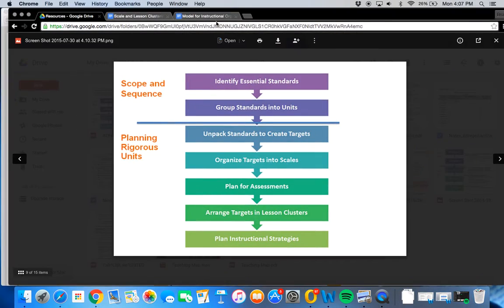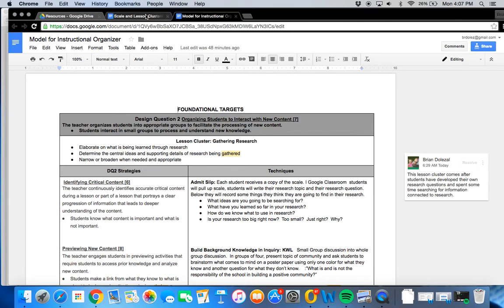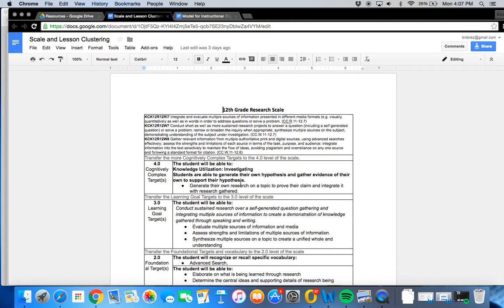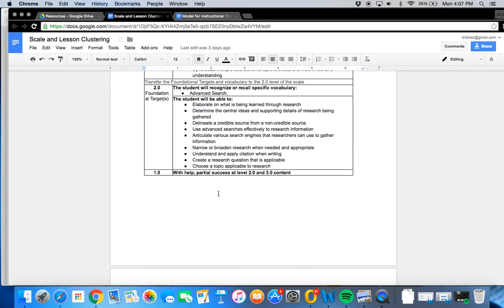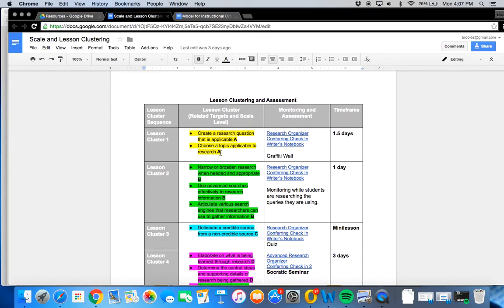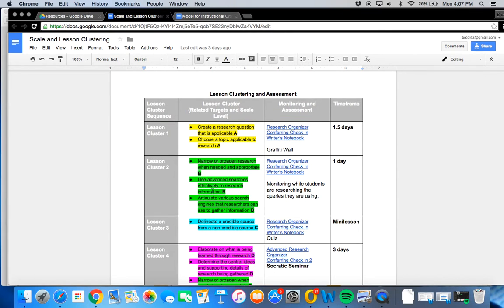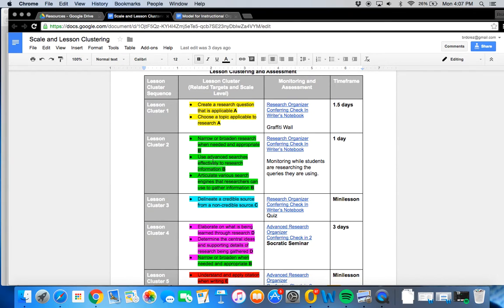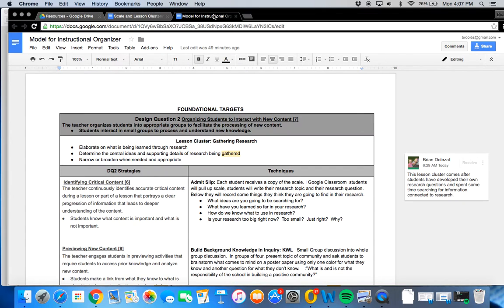So I wanted to show you an example of what this looks like for me. If you remember back in March, we took a scale that we had created and looked at the targets and clustered those targets into lesson clusters. So you see here, this was my research scale and the targets that I felt I would teach together in terms of a lesson sequence. What I did was I chose one cluster of targets that I wanted to use to play around with what it would look like using instructional strategies to plan and teach these targets.